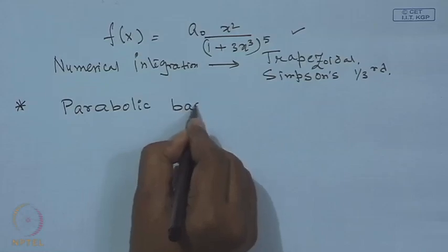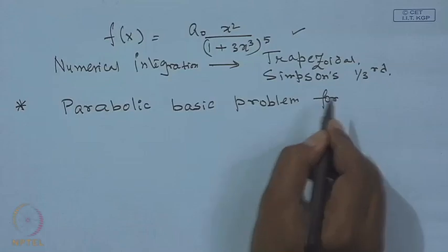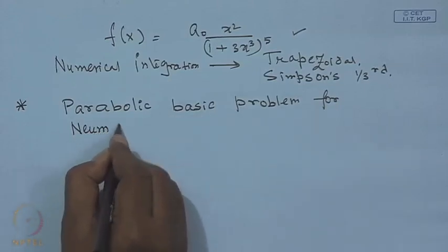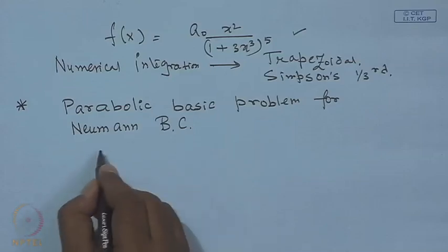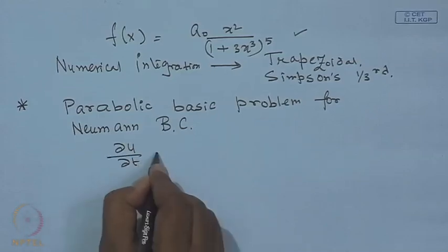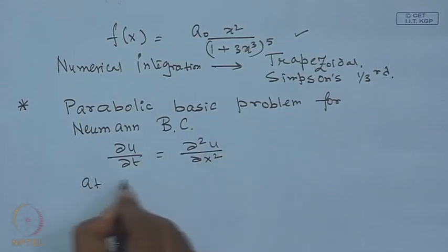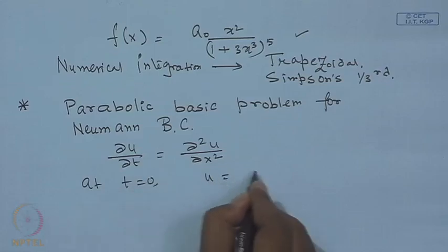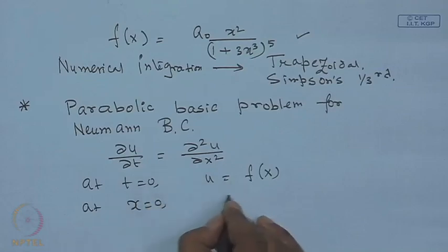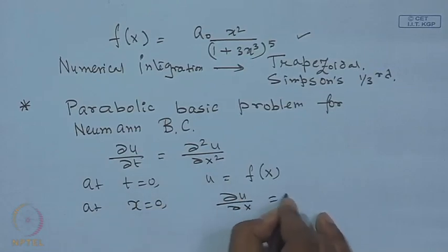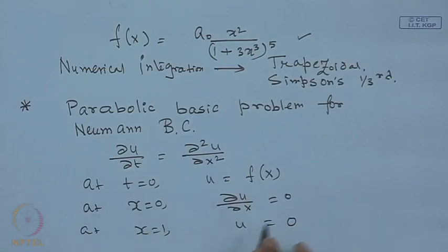Parabolic basic problem for Neumann boundary condition. So, this problem will be something like this: del u del t is equal to del square u del x square. At t is equal to 0, we have u is equal to f of x, and at x is equal to 0, you will be having del u del x is equal to 0. At x is equal to 1, you have u is equal to 0.